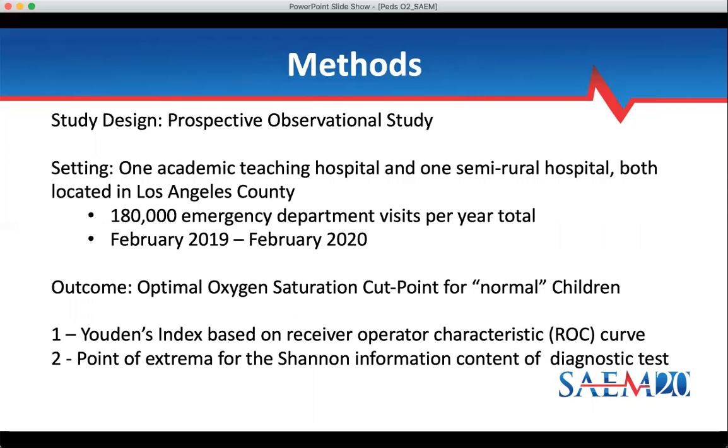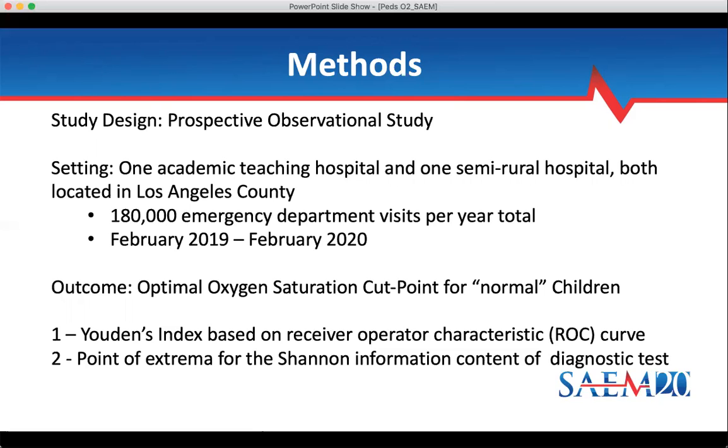So the methods of our study, we did a prospective observational study. It was done in two hospital centers, one academic tertiary center, and then a second semi-rural hospital, both located in Los Angeles County. And how we did the study was for every child that came in that was under 11 years old, after the patient had been discharged, there were volunteers that would go up to treating providers and ask the provider what the diagnosis was of the patient. And then we bucketed those diagnoses into either non-respiratory or respiratory illness.